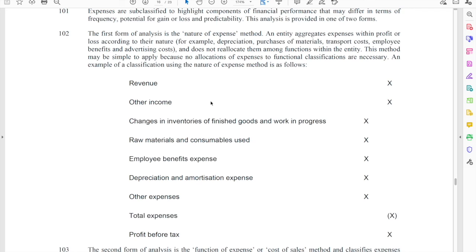So, meanwhile, kapag function of expense naman, let's say, meron nga salaries for sales supervisor, salaries for manager. So, yung salaries for manager, lalagay natin sa general and administrative expenses. On the other hand naman, yung salaries para sa sales supervisor, since they are involved in selling, ilalagay natin yan sa selling and distribution expenses. Okay?